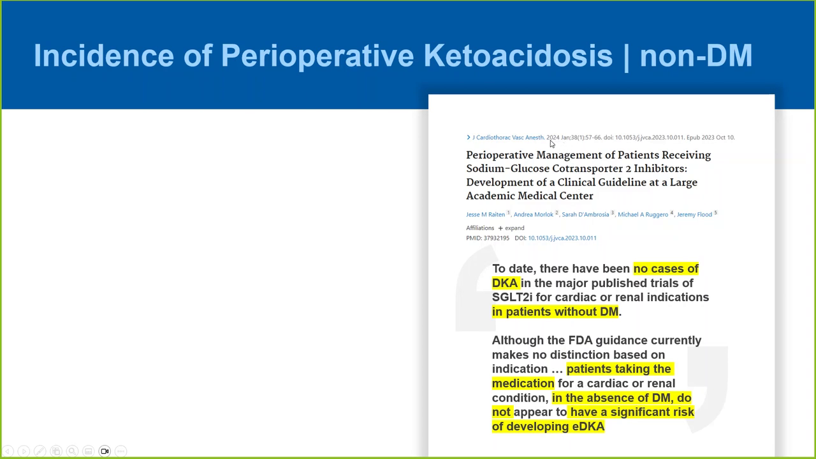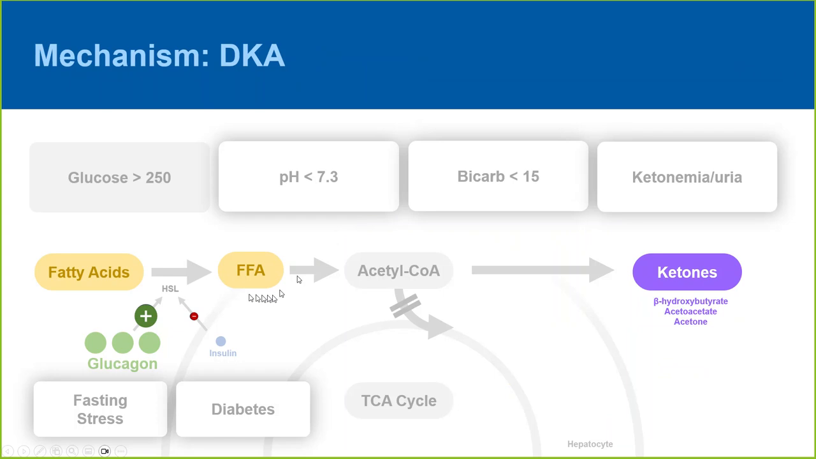And I'll just point out that they published this in January of 2024. And again, their thought was that, if the mechanism of creating ketones is this high glucagon to insulin ratio, you could imagine that patients who don't have much or any insulin around are going to be particularly prone to this, but that if you do have insulin around, it might be able to counteract this process.